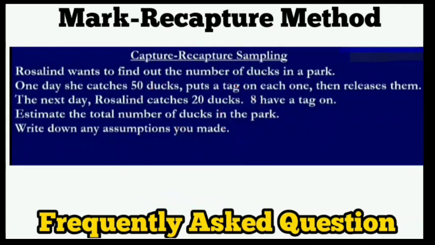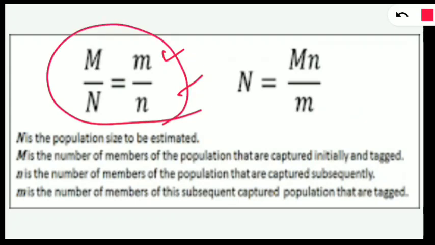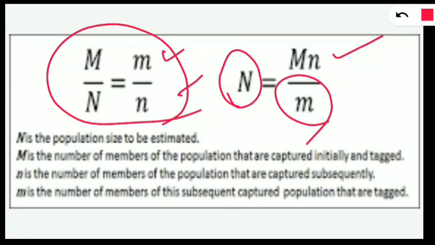I will tell you the formula once again. The formula is capital M by capital N is equal to small m by small n. This is the Brahmastra formula, and to find capital N, every time the question is asked, the formula will be capital M multiplied by small n divided by small m. Capital N is the total population, capital M is the number of individuals caught in the first catch and tagged, small n is the number of individuals captured in the second catch, and small m is the number caught the second time which have the tag.